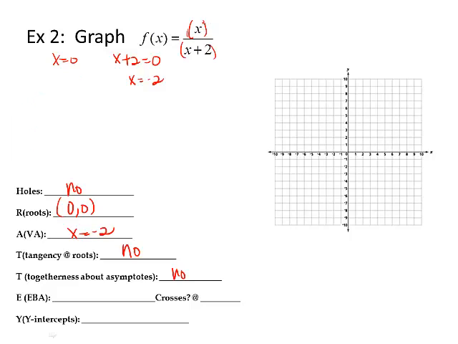Okay, look at the exponent. Exponent on top is 1. Exponent on the bottom is 1. Well, its exponents are the same, so that's an exponents the same case. If I divide coefficients, 1 divided by 1 is 1. So it's y equals 1.